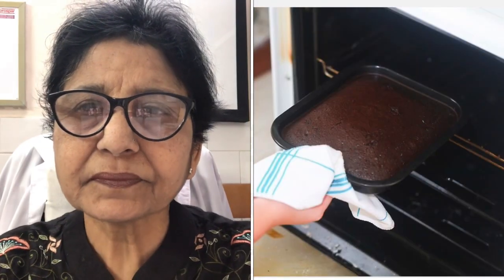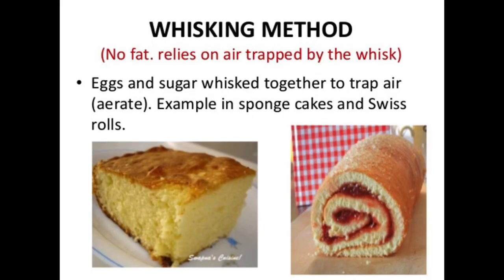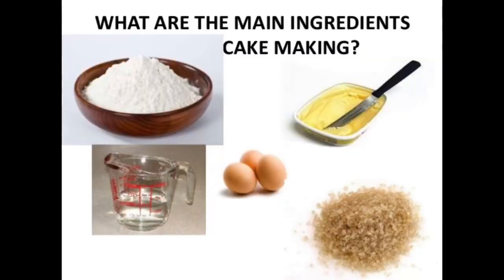And then there are other methods also for making the cake, but this is the most common which you are doing in the lab, and that gives very good results. And one precaution you have to take for cakes is that all the ingredients to be used for cake making should be at room temperature. They should not be taken out of the refrigerator and immediately used.